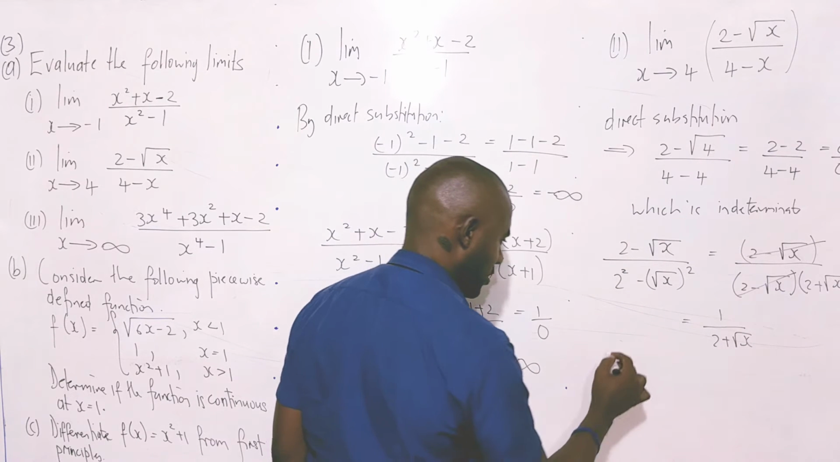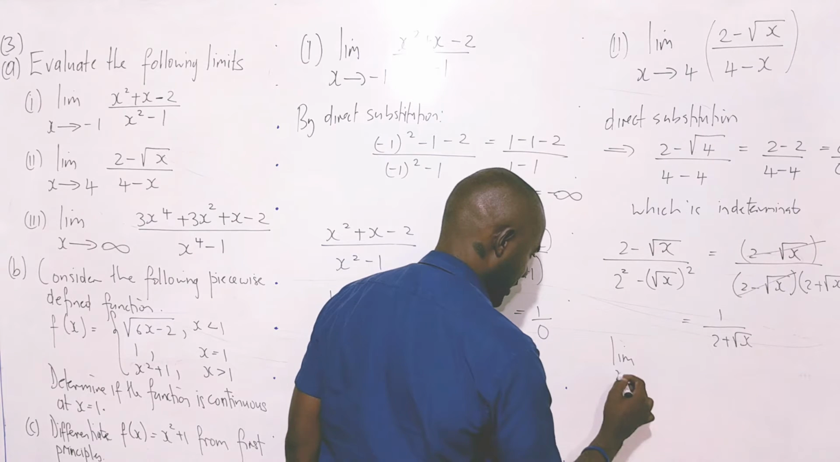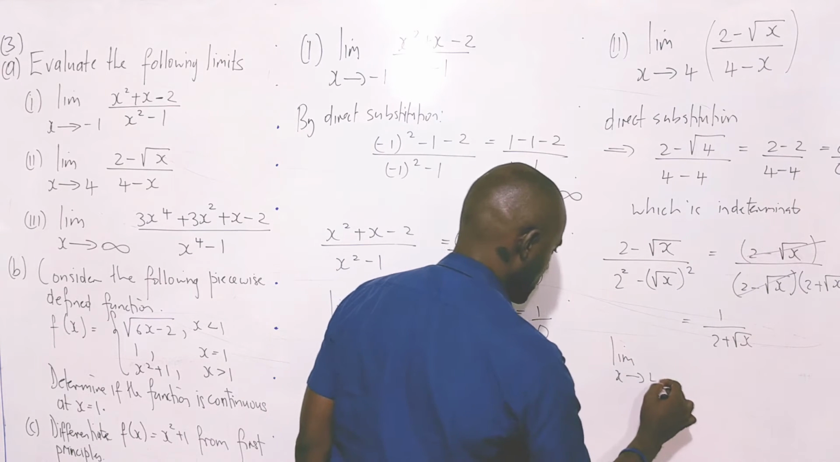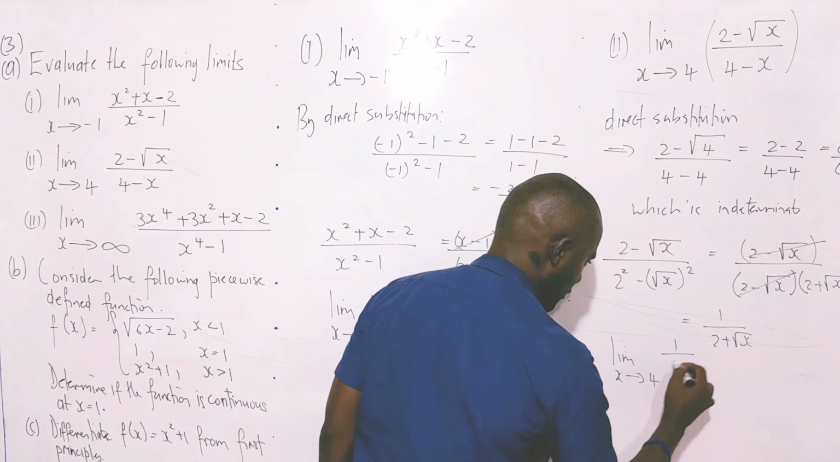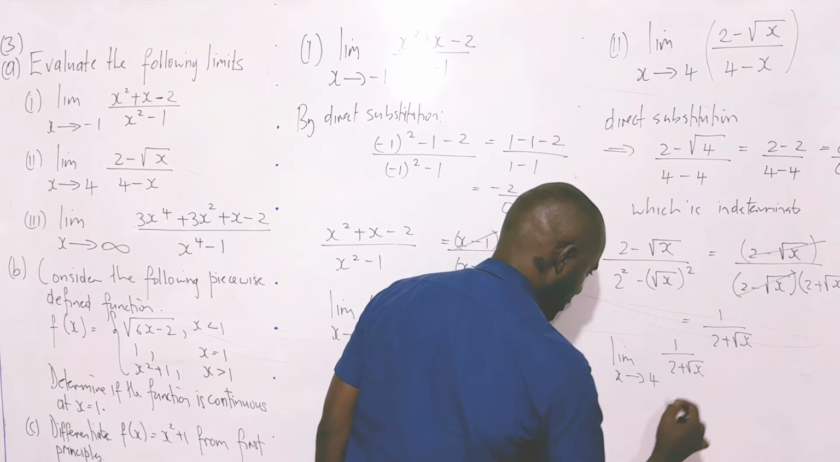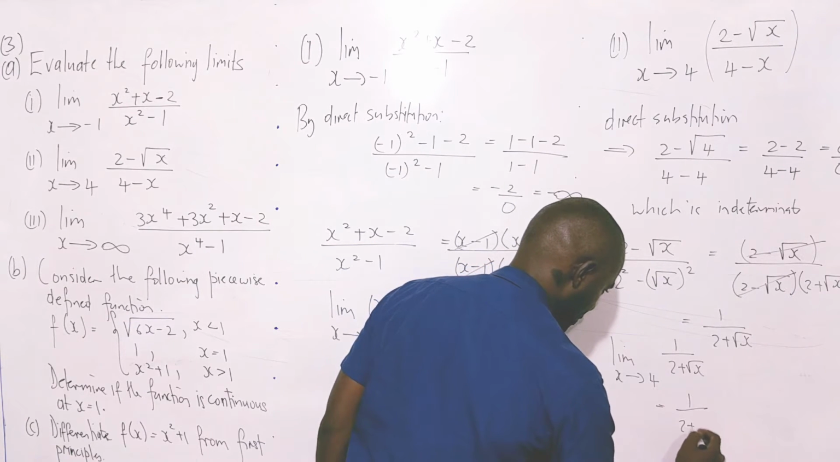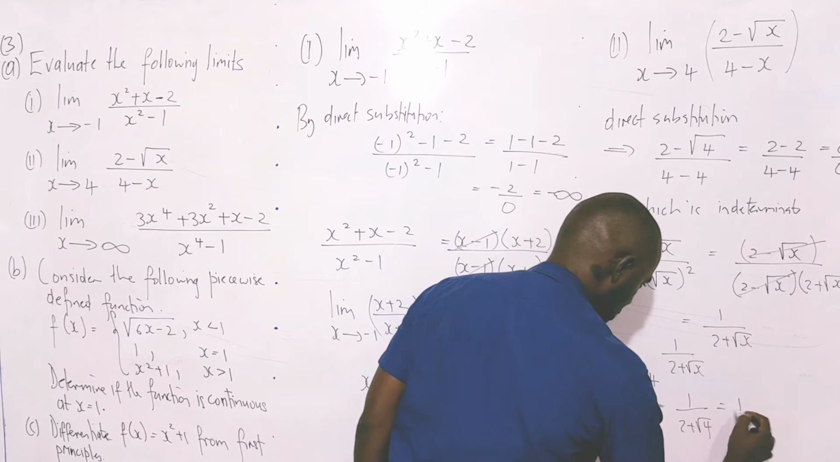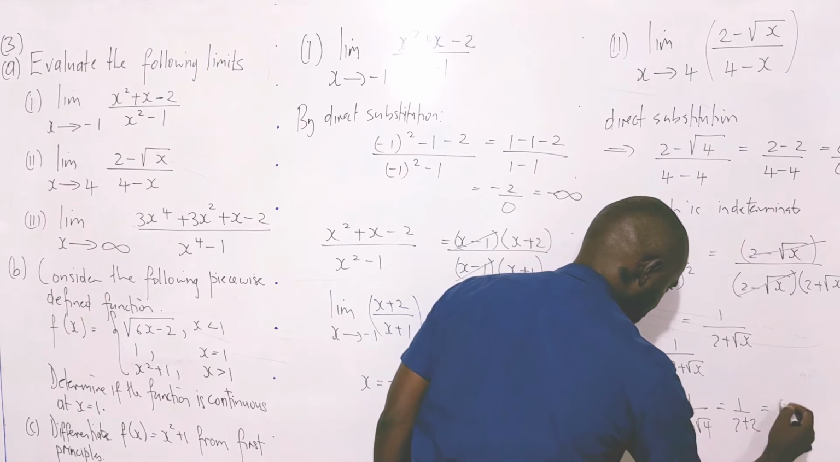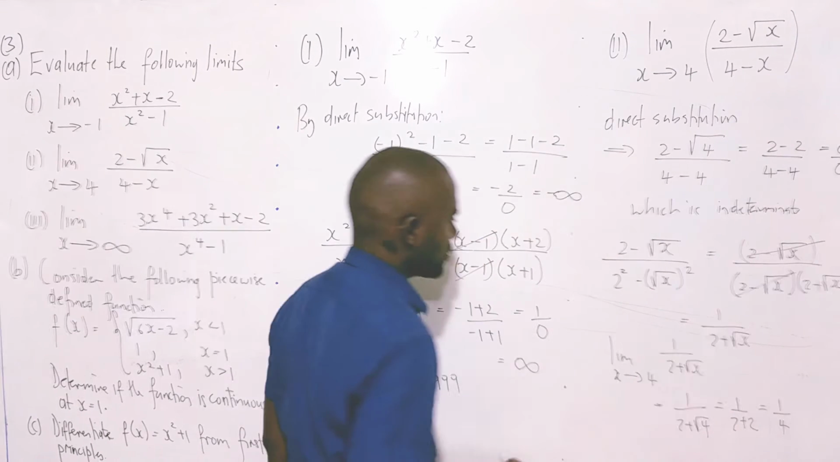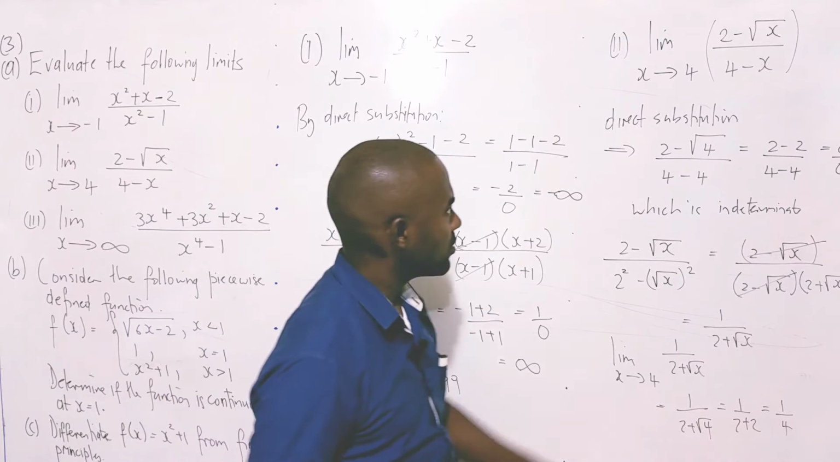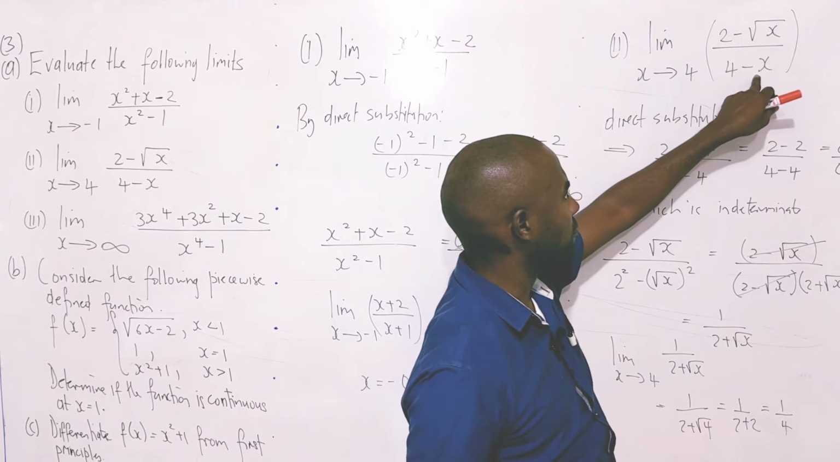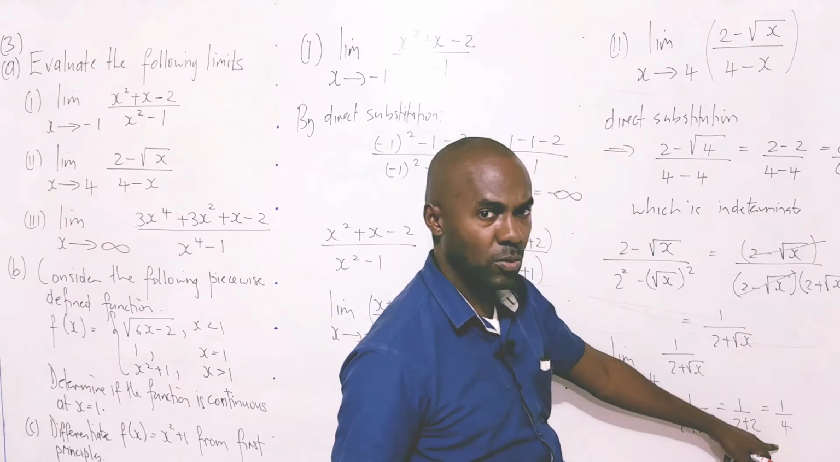And essentially our limit becomes the limit as x approaches 4 of 1 over 2 plus root x, which gives us 1 over 2 plus root 4, which is equal to 1 over 2 plus 2, which is equal to a quarter. So as x approaches 4, this function 2 minus root x all over 4 minus x approaches a quarter.